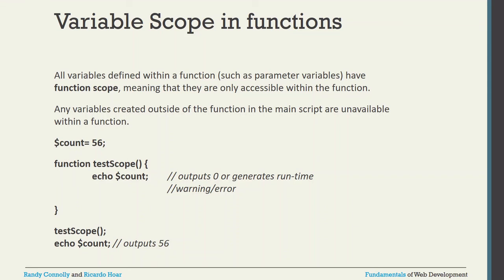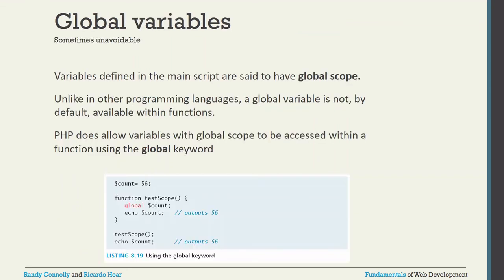But after closing the function bracket, if you call this function testScope and then display that value, the output will come as 56. I think this is clear. So that's why I am telling you that all variables defined within a function have a function scope. Okay. So if you want to use a variable defined outside, you can use the global scope.